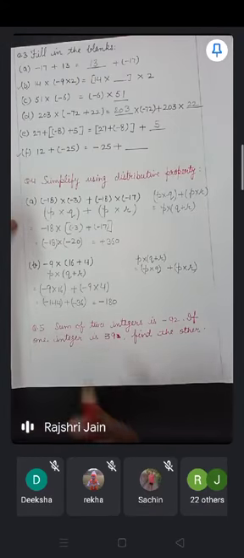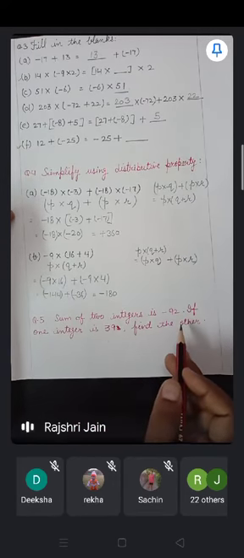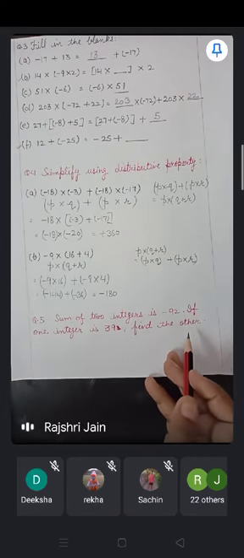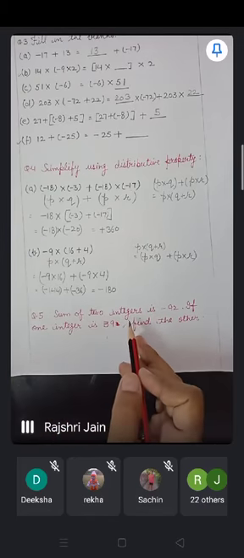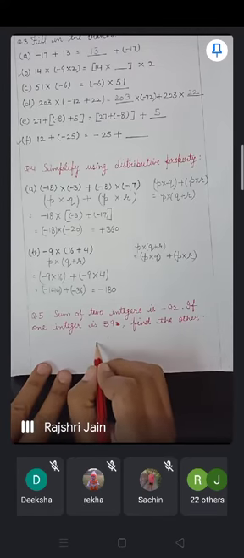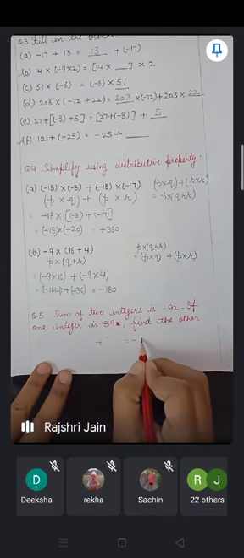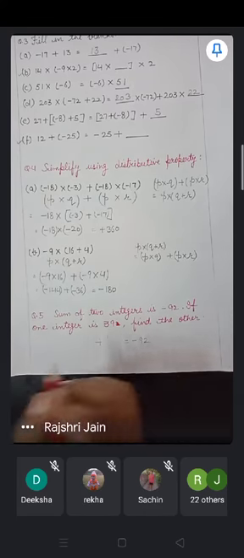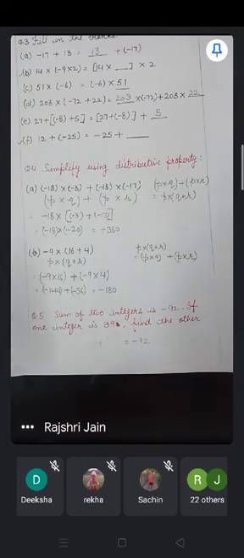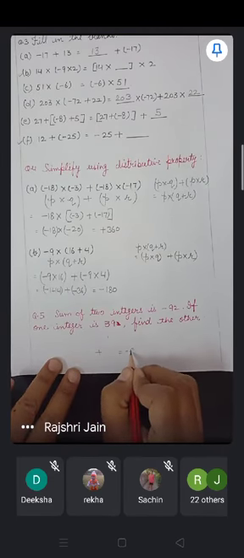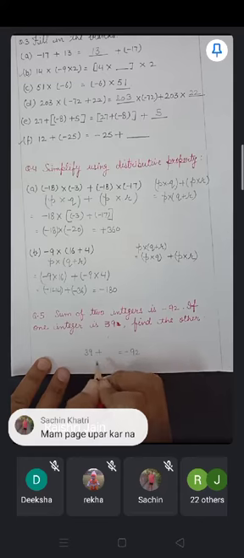So now question 5. Sum of two integers is -92. If one integer is 39, find the other. What is given in the question? Two integers are given whose sum, that is their addition, is -92. One integer is given as 39. Then find the other.